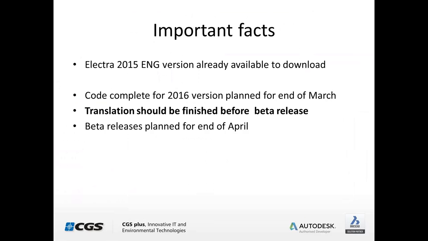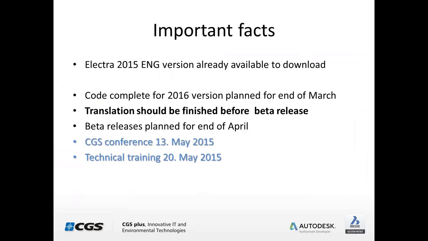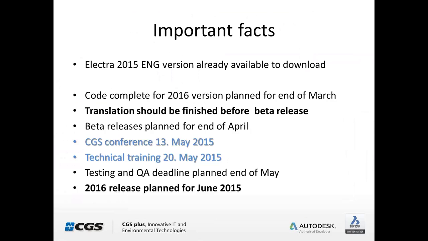So those interested have the chance and the possibility to do all the translations until the end of April. There are also two important dates: the CGS conference, which will be on 13th May, where the new version, the 2.16 version of Electra, will also be presented, and the technical training, which is planned for 20th May, where we'll go into more detail through the whole bunch of CGS software, not just Electra.